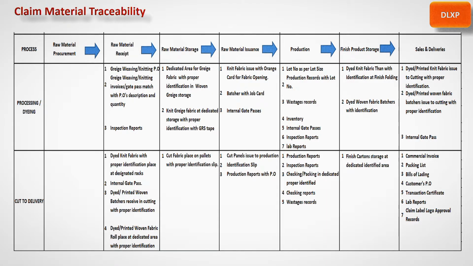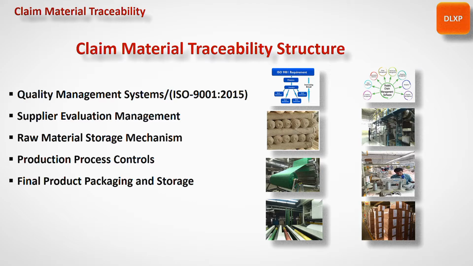Again, the finished product storage area is where we stack all the production cartons. The finished carton storage is a dedicated and identified area where all the GRS or claim material packed cartons are placed. For the delivery side, definitely you should have proper invoice, packing list, BL, and export documents as mentioned, and the transaction certificate is mandatory for shipment documents. These are the mandatory 5 requirements for claim and traceability structure.